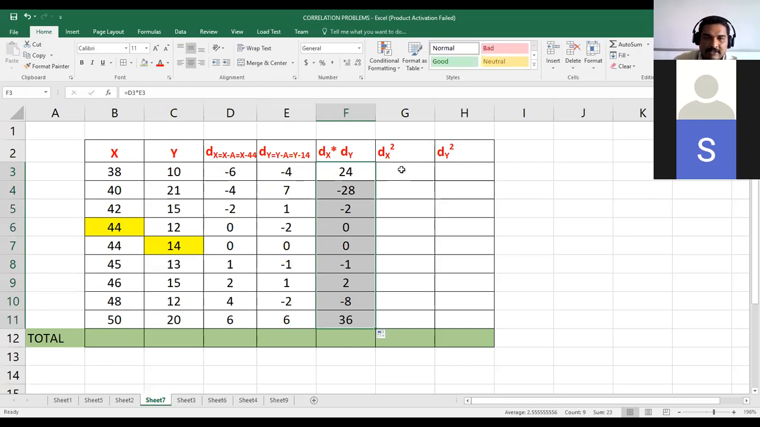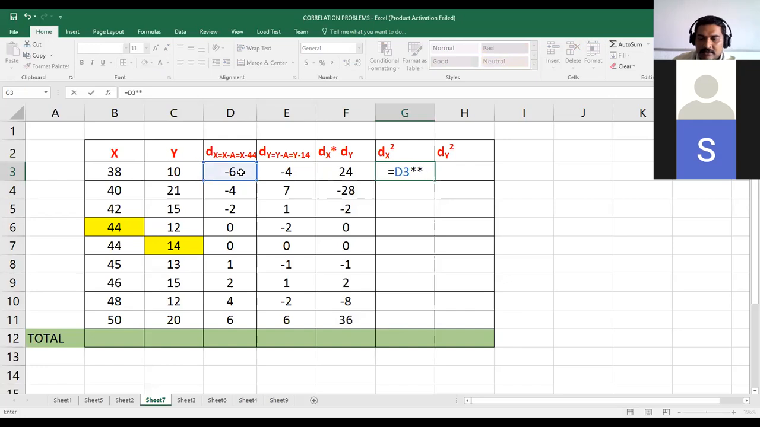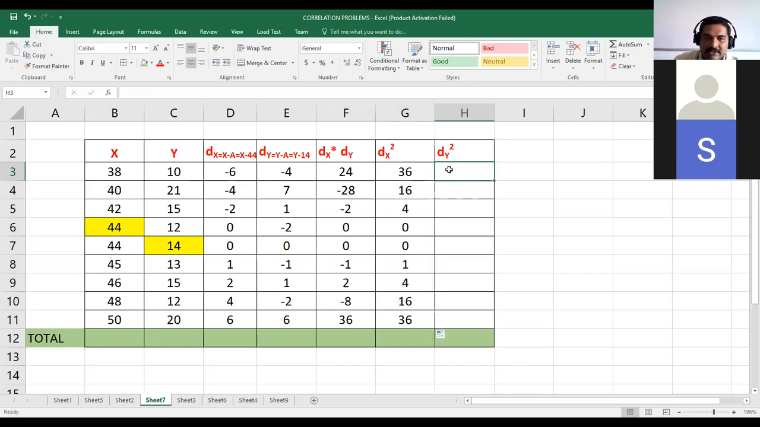Now dx square we have to find out. dx square is the square of the dx value, so this one into this value, dx into dx. Find dx square for all the values, and we are getting it like this. And dy square is equal to dy into dy. So this is dy square.